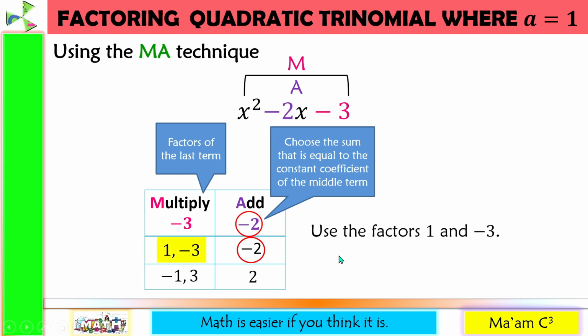We have now our factors. Let us write them accordingly. First, let us create two sets of parentheses. And then let us determine the square root of x squared, and that is x.